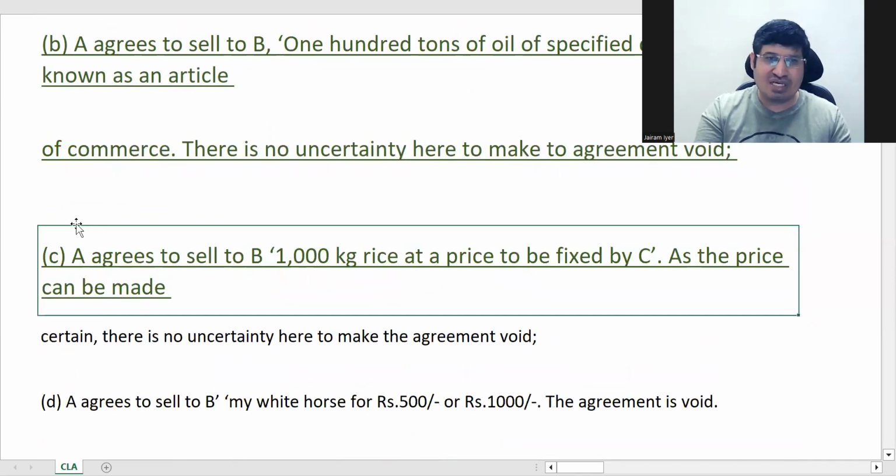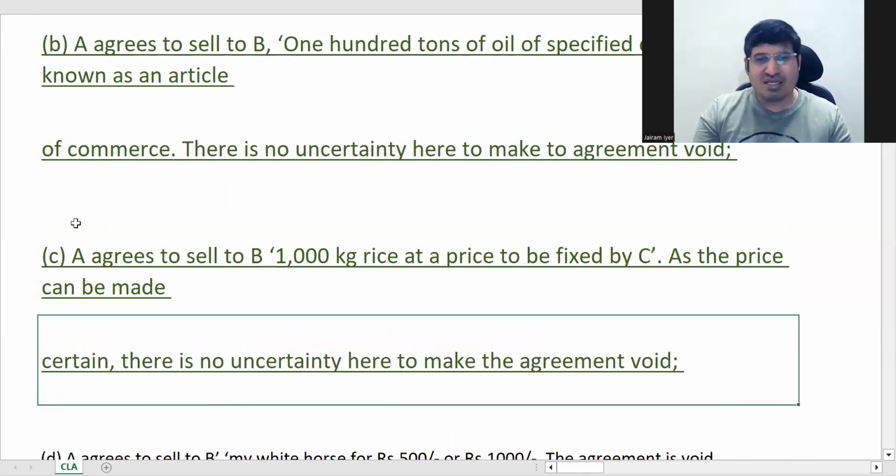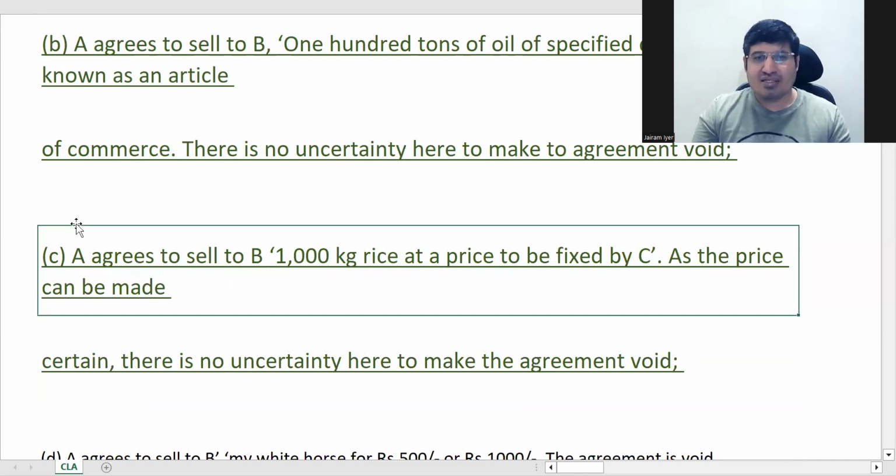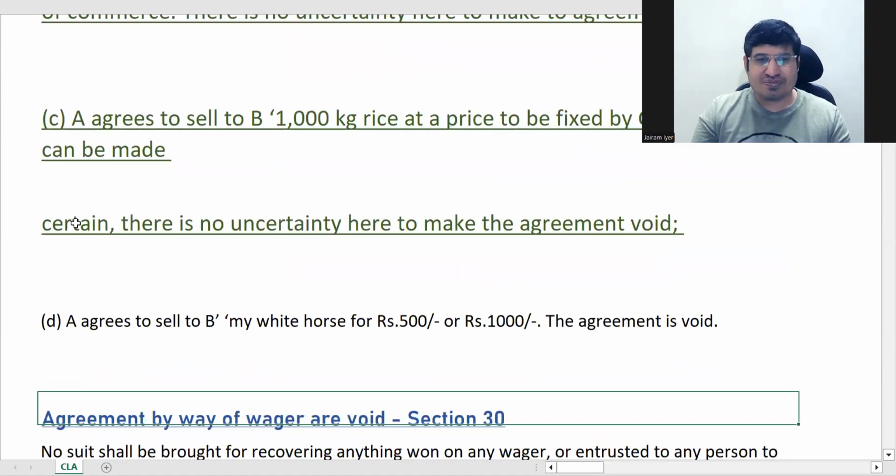Then A agrees to sell B 1000 kg of rice at a price to be fixed by C. Sometimes you have some valuers who fix the price. As the price can be made certain, there is no uncertainty. You can have a contract such that the price is fixed by someone else.